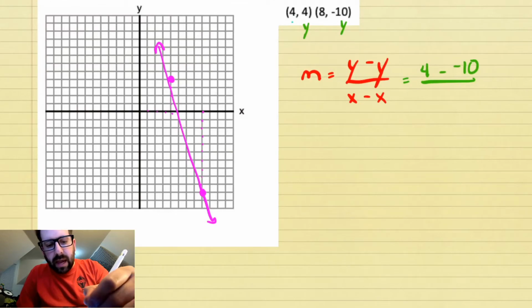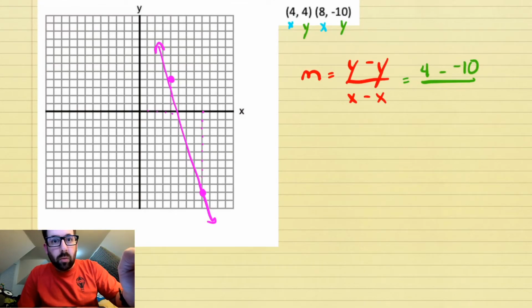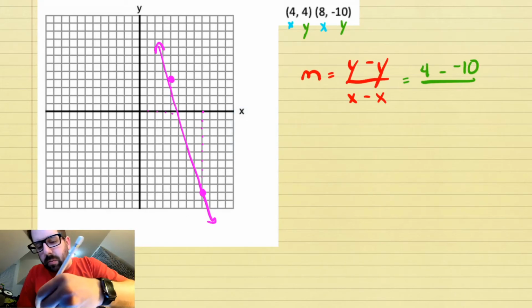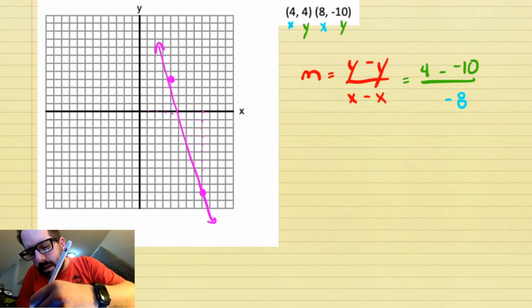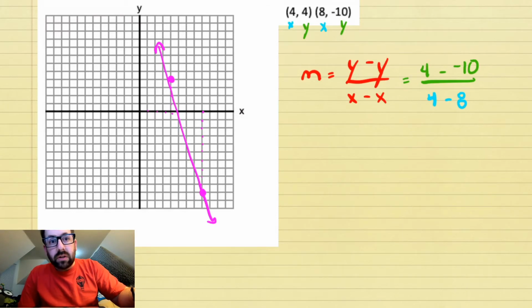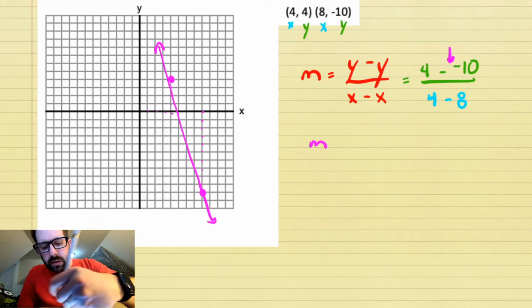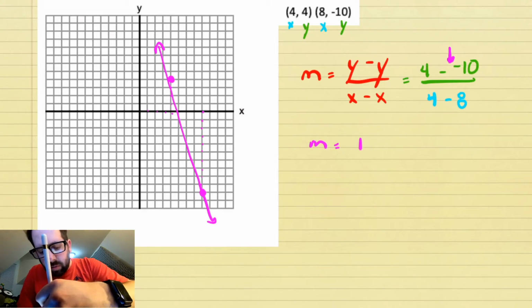And the other numbers, the x's, are my 8 and 4 in no particular order. So I'm going to go front minus back, so I'm going to go with 4 minus the 8. Okay, now let's do the math here. I'm going to switch colors up. So 4 minus the negative is going to end up being a plus. So this ends up being 4 plus 10.